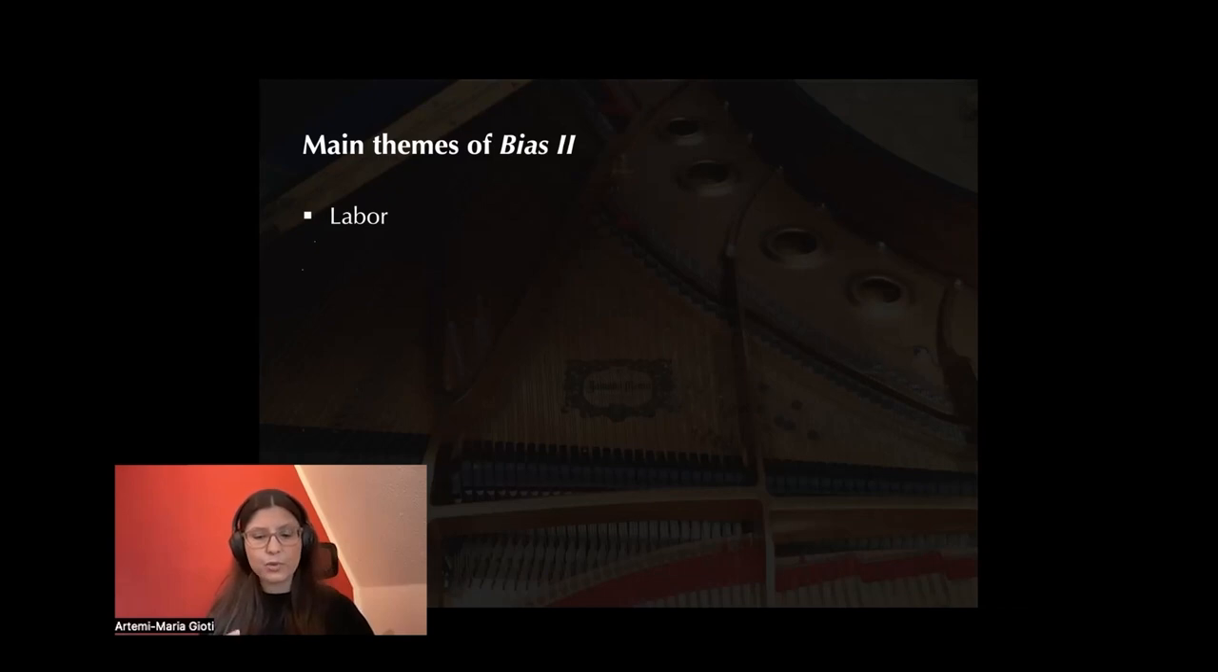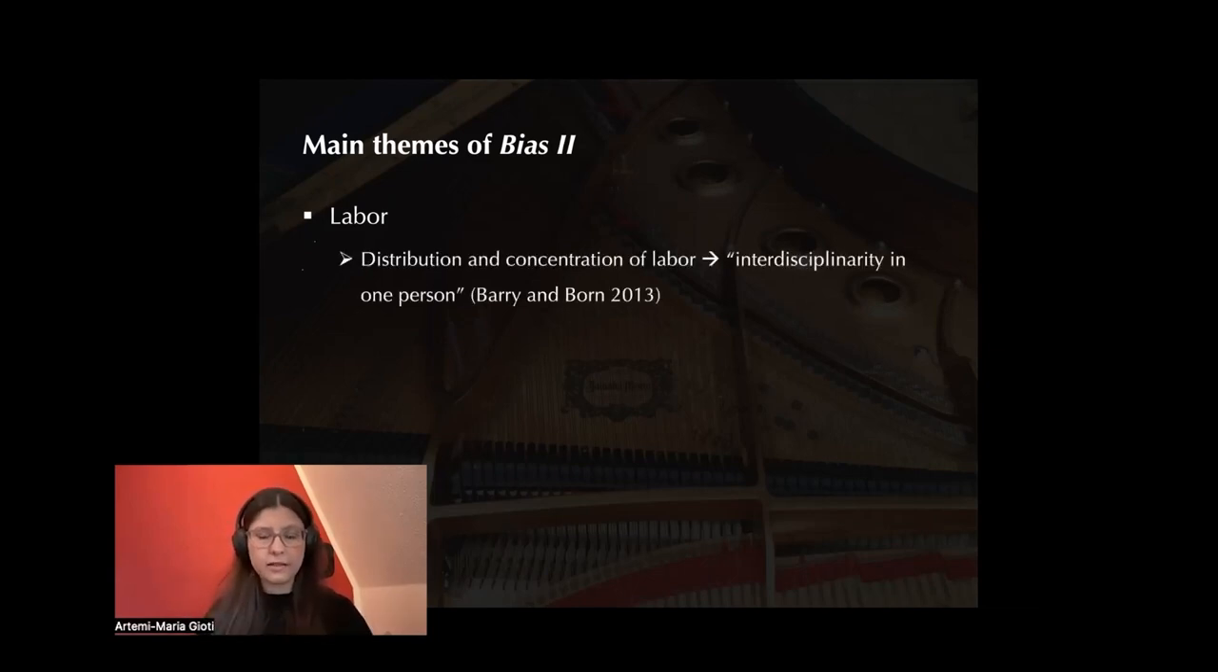Another theme explored in this work is labor, and specifically its distribution, concentration, and crystallization in the form of data. I already talked a little bit about the distribution of creativity and musical labor in this work. However, during the compositional process, labor was also concentrated in the form of interdisciplinarity in one person. So rather than collaborating with a computer scientist or an engineer, as part of the compositional process for this piece, I actually programmed and trained both neural networks myself. And I did that in order to get a deeper insight into the architecture and inner workings of the algorithms. Another aspect of this work pertaining to labor is the crystallization of the performer's labor in the form of training data.